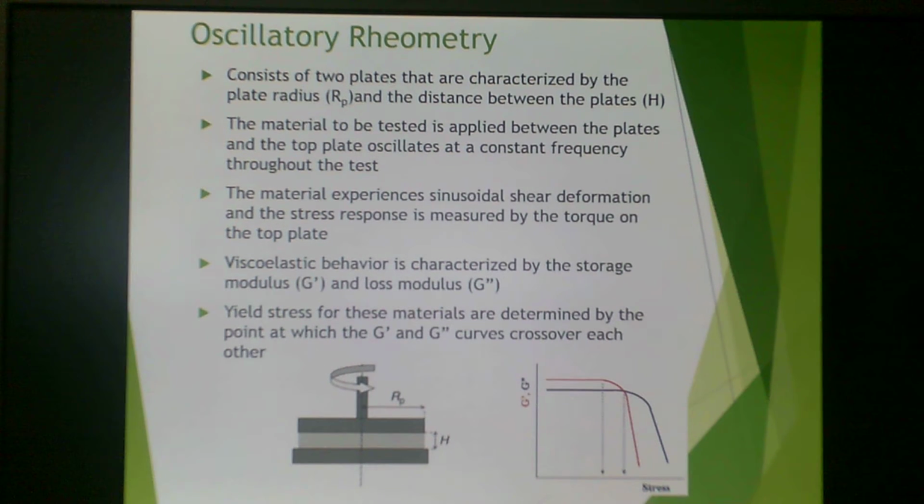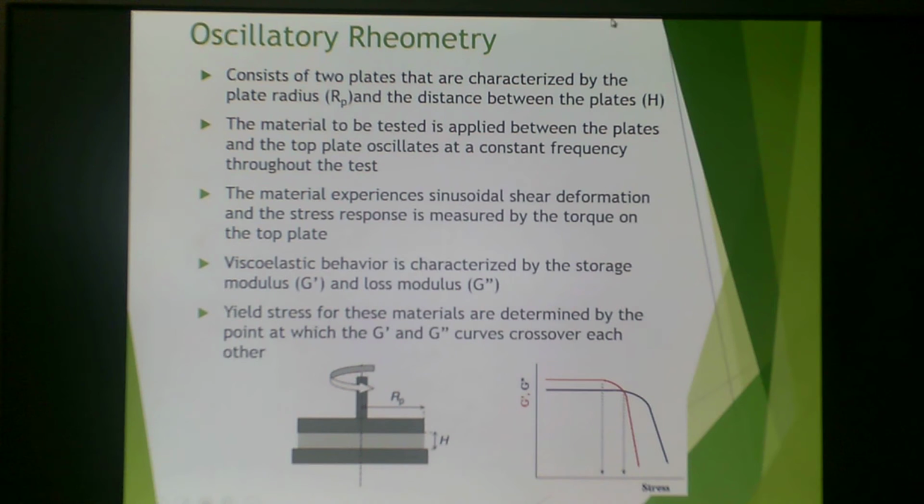So this consists of 2 plates that are characterized by the plate radius and the distance between the plate. The material to be tested is applied between the plates, and the top plate oscillates at a constant frequency throughout the test. The material experiences sinusoidal shear deformation, and the stress response is measured by the torque on the top plate. Viscous behavior is characterized by the storage modulus, G prime, and the loss modulus, G double prime. If you're measuring yield stress for these materials, it's determined by the point at which G prime and G double prime cross over one another.